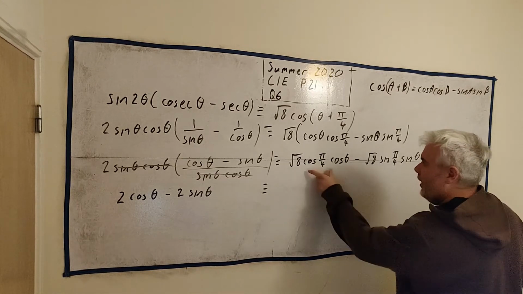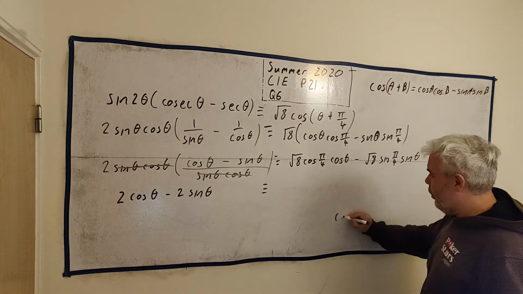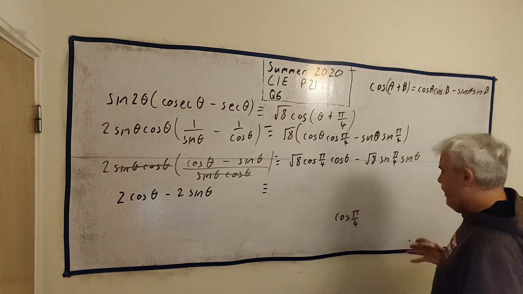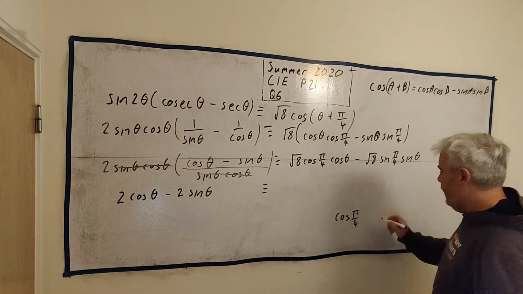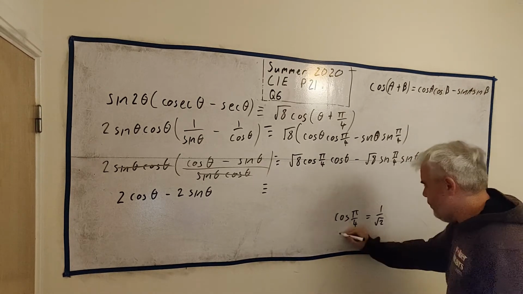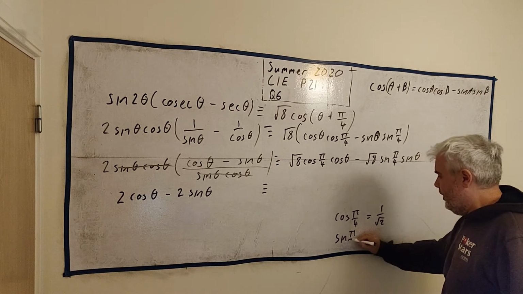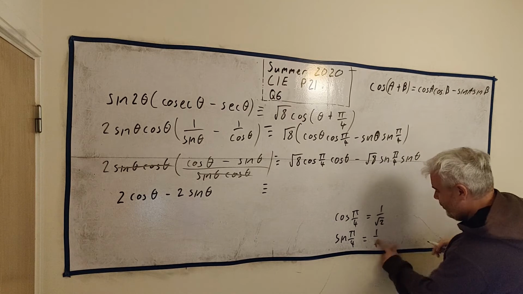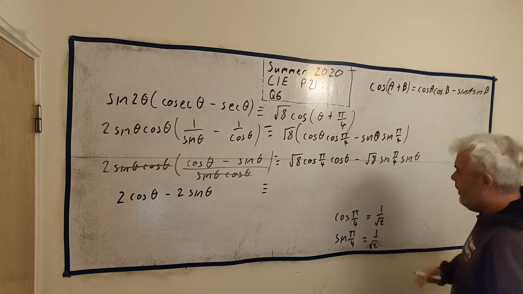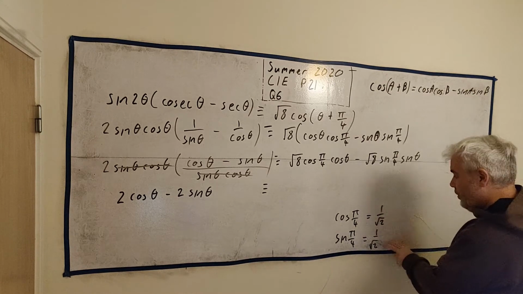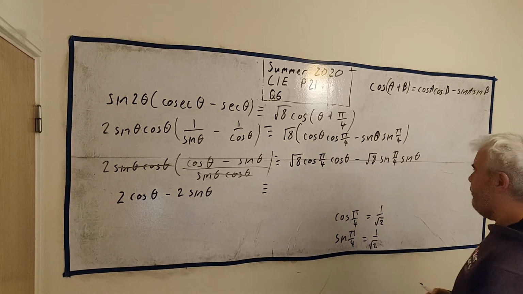Instead of using a calculator, I'd like to point out that cosine pi over 4, again, we're given this in our exam in a formula table, that's equal to 1 over square root of 2, and so is sine pi over 4. Square root of 2, not 2 squared. And that's 45 degrees, by the way. That's why they're the same. They're both the same at that point.